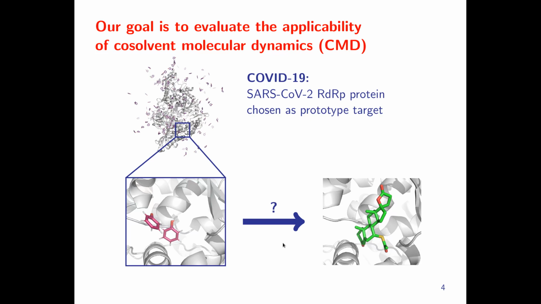So our goal during this project was to investigate the applicability of Cosolvent MD to generating these ensembles of protein structures that I've already talked about. Furthermore, given the severity of the COVID-19 pandemic, one of the vital proteins of this virus has been chosen as our prototype protein target in the hopes of contributing to the development of inhibitors for this protein. So from this point on, I will detail the results of the project, highlighting those that are connected to the applicability of Cosolvent MD.